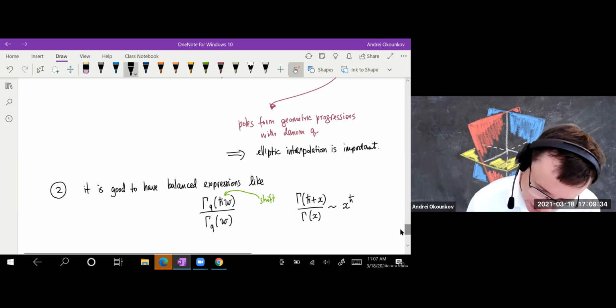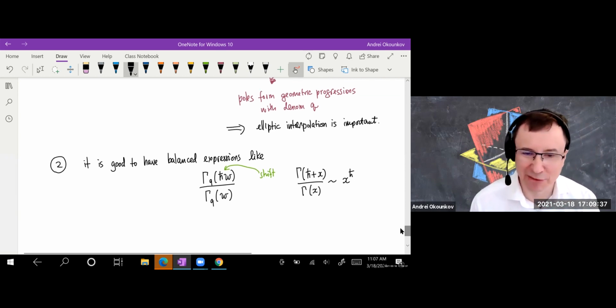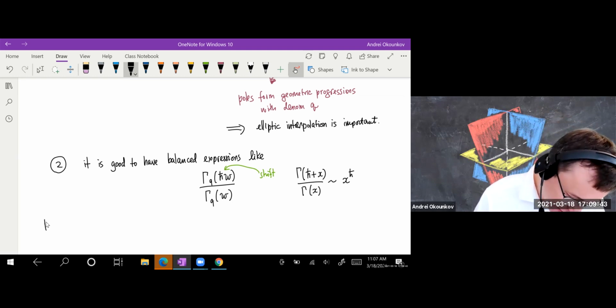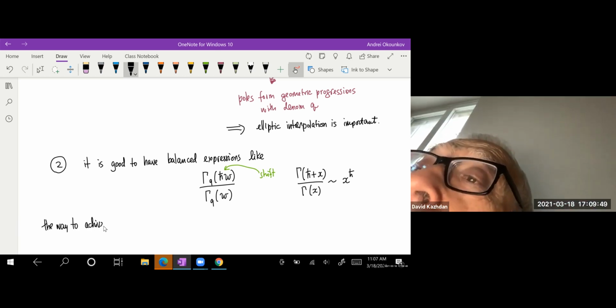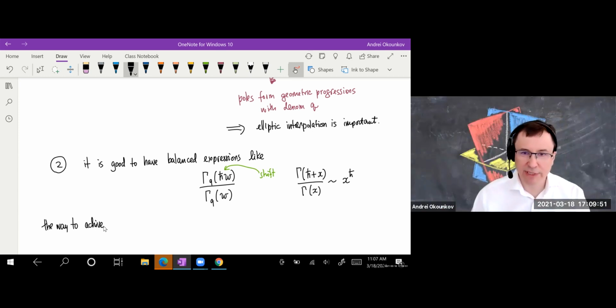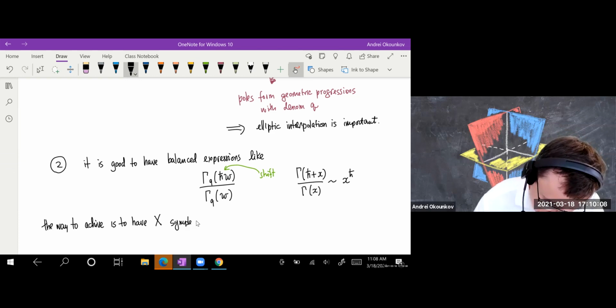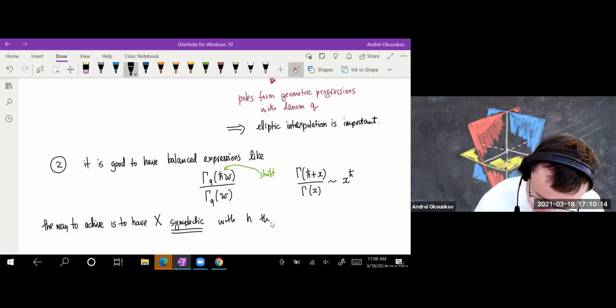And the way to achieve this, I'm sorry, I'm near the end of my time, so I'm making a slightly abbreviated statement. Achieve means to prove or to guess, so achieve the balancedness in some expressions. I would like some expression to be balanced. And the way to achieve this is to have X symplectic, with H bar being the symplectic form.